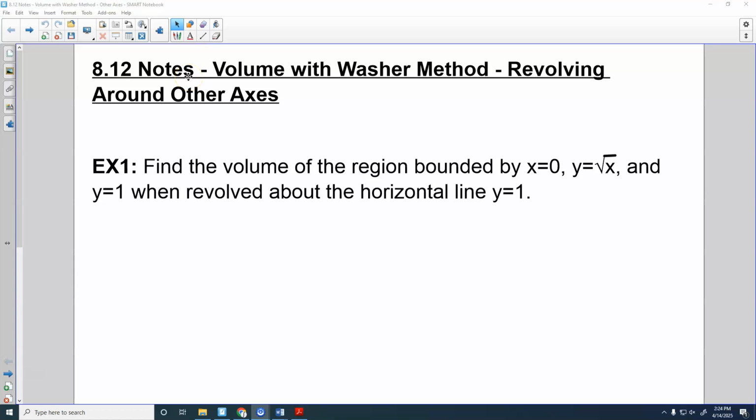Last section. Volume with the washer method revolving around axes that are not the x or the y axis. Really, there's not much new that I need to teach you, because you kind of learned all of the pieces. It's just that today we're not revolving around the x or the y-axis. We'll be revolving around horizontal or vertical lines other than those.